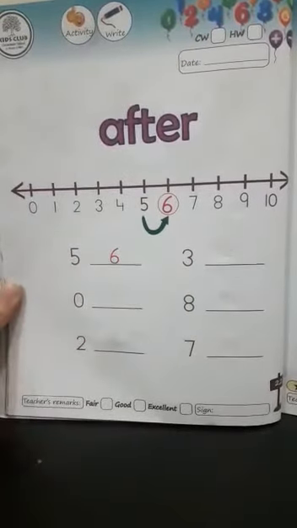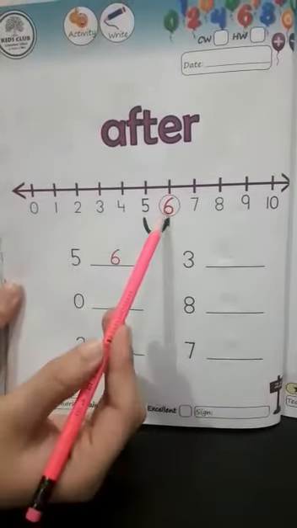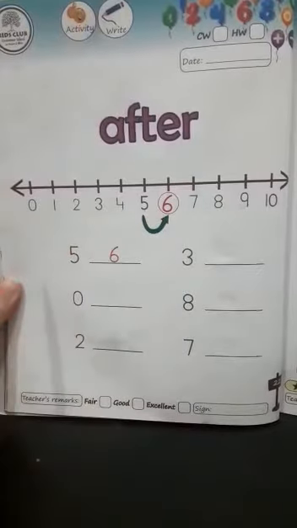There is 5. What number is it? 5. What comes after 5? 6. Next number is 0.